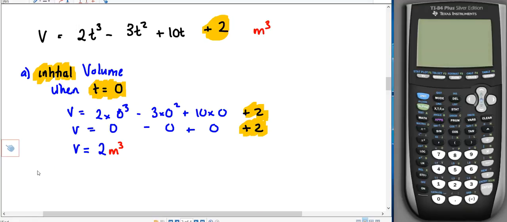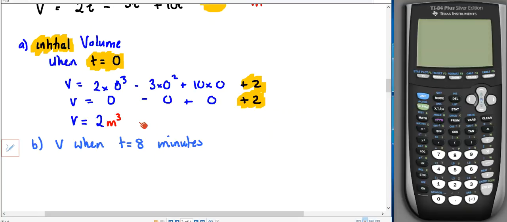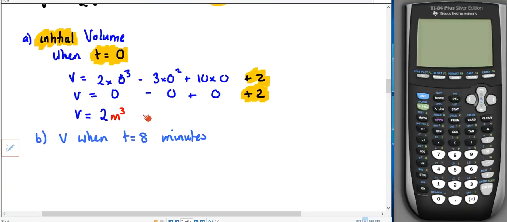So then it says, what about the volume? The volume when T is 8 minutes. So again, they kind of just repeat this to check that you do. If you did just take the plus 2 at the end, they check. All right, well, we'll see then.